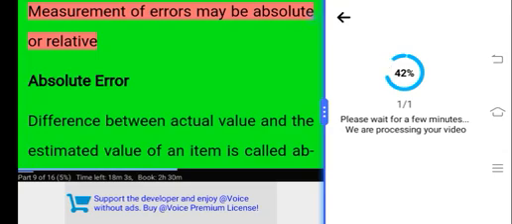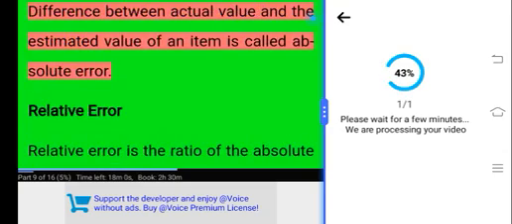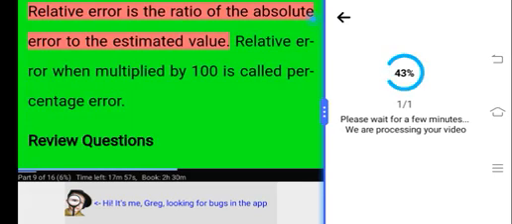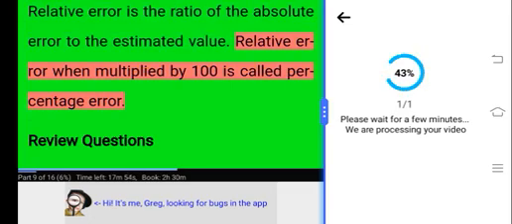Measurement of errors. Measurement of errors may be absolute or relative. Absolute error: the difference between the actual value and the estimated value of an item is called absolute error. Relative error: relative error is the ratio of the absolute error to the estimated value. Relative error when multiplied by 100 is called percentage error.